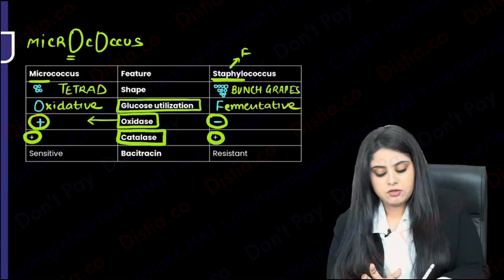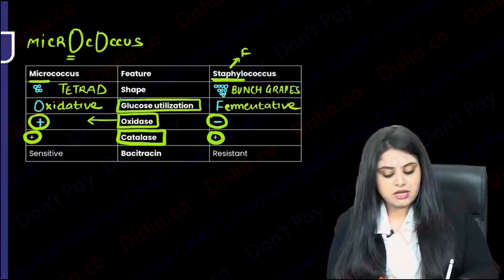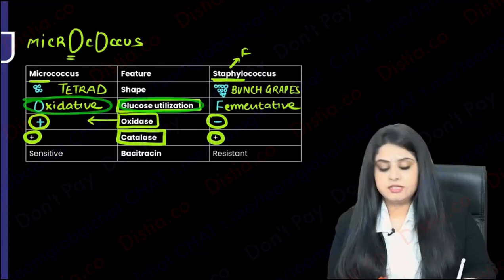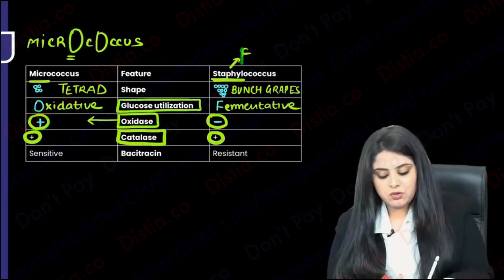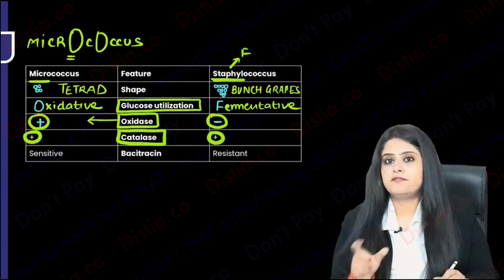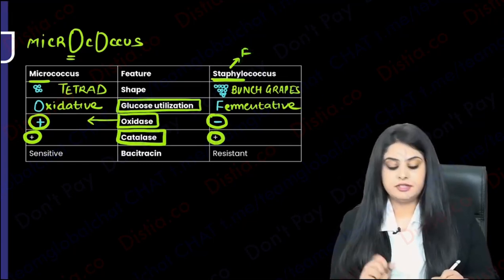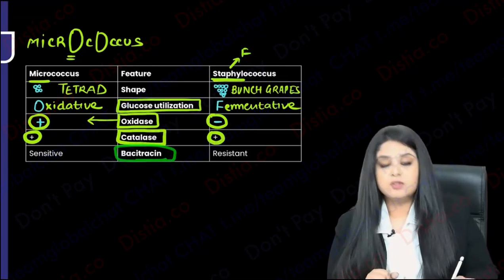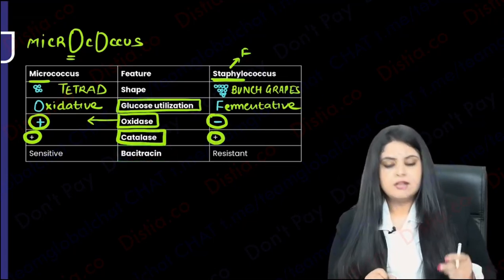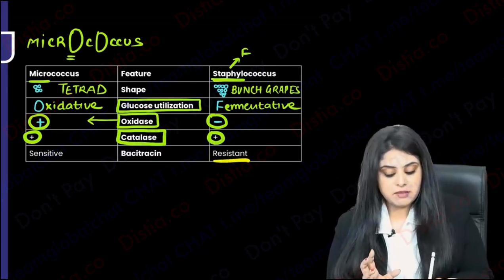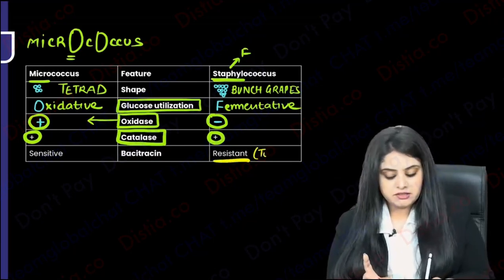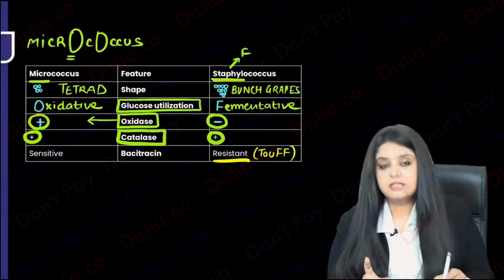Okay? So now you've learned it, guys, that whether you are asked about glucose utilization being oxidative or you're asked about what is oxidase positive, Micrococcus will always give emphasis to O, and Staphylococcus is always going to give emphasis to F. So it is fermentative, it is not oxidative. Next, what is its response to bacitracin? So now tell me which of them is sensitive and which of them is resistant. Resistant means it's tough. Now, obviously, I'm changing the spelling.